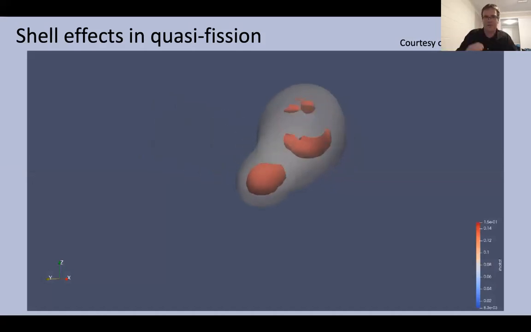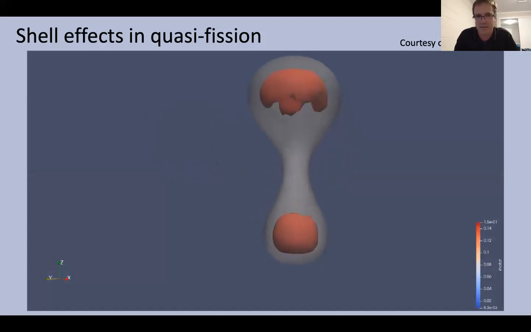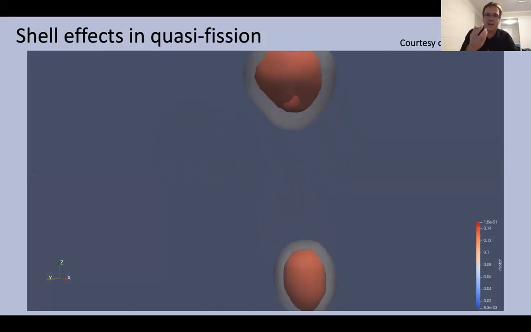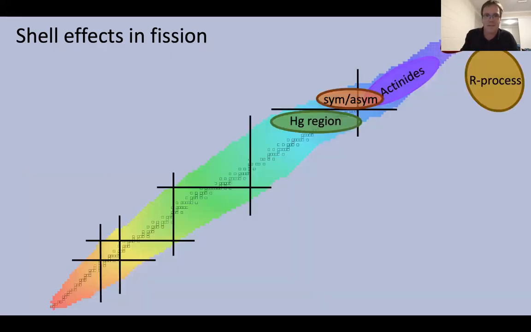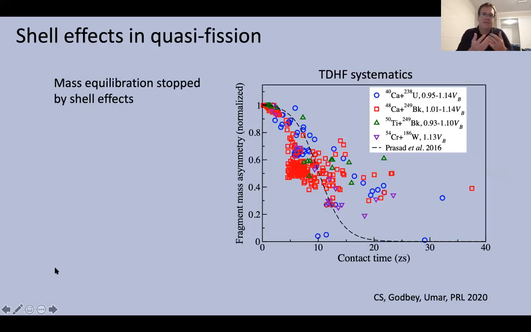This is out of plane. What you see is that you initially had, I forgot to say, calcium-48 and uranium-238, and the reaction plane is YZ, so it's slightly out of plane. All right, so you have this mass equilibration process which occurs in quasifission, and which typically takes 10-20 zeptoseconds. So the typical characteristic time of quasifission is 10-20 zeptoseconds.